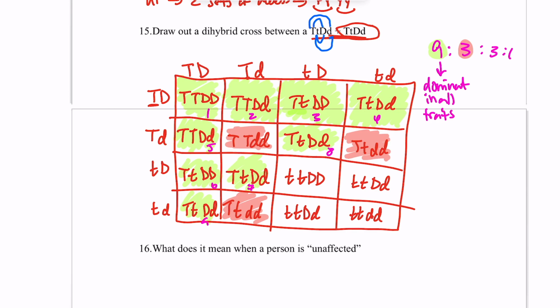Now the other 3 is just going to be the opposite of that. That's going to be dominant for D, but not T. So this one's dominant in D, but T is not dominant. So this is one of three. This one's dominant in D, but not T. So that's another one. Dominant in D and not T. This one, and then we're left with 1, which is our recessive for all.